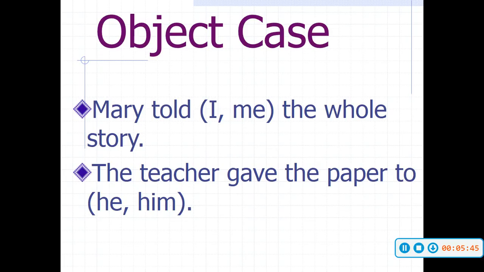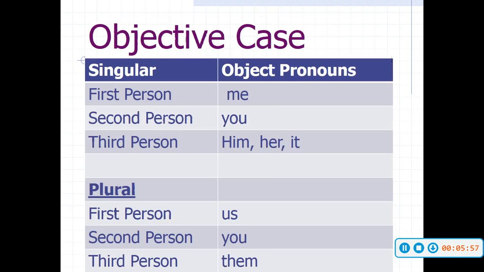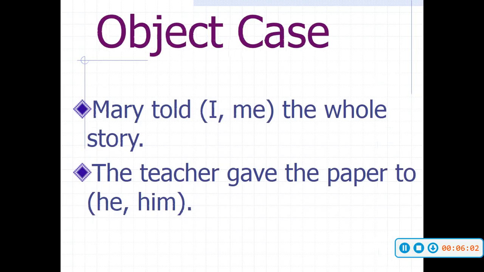The teacher gave the paper to he or him. Well, which one's the object case pronoun? Him is the object case pronoun. Him is receiving the paper, right? And so that's why I pick him. I check my chart. Him is third person singular. There it is. It's an object pronoun. Also, another way to figure out if I need to use an object case is I need to see, do I have a subject in my sentence? Well, in this first sentence, Mary is the subject. So then I need an object pronoun being used later in the sentence. In the second sentence, teacher is the subject. So then I need an object case pronoun him to complete the sentence.